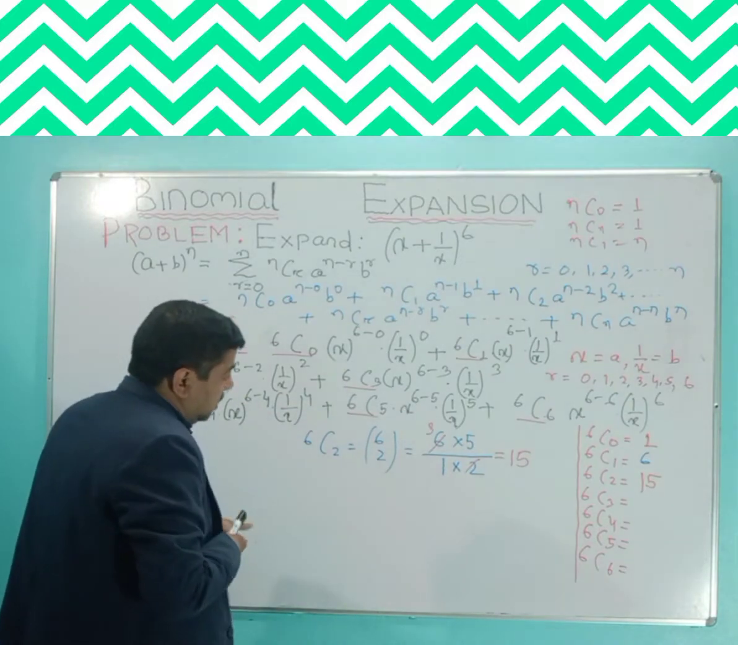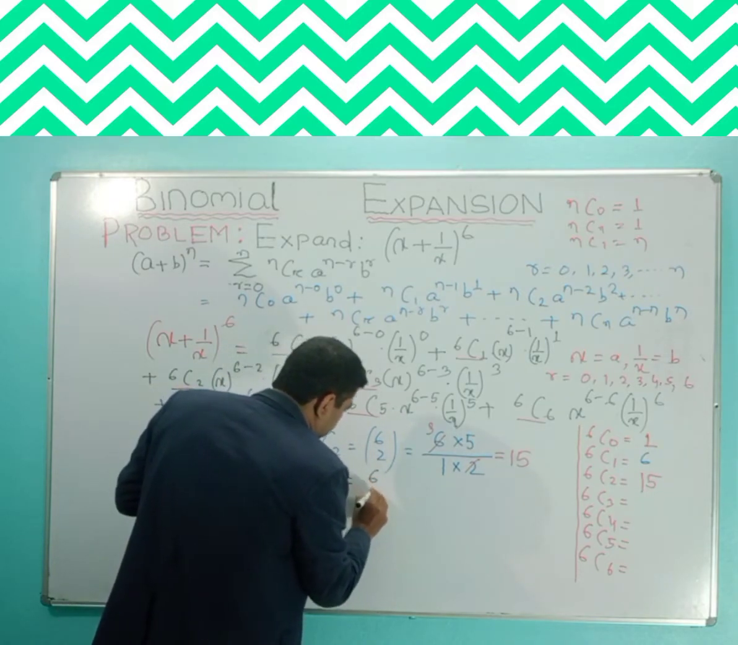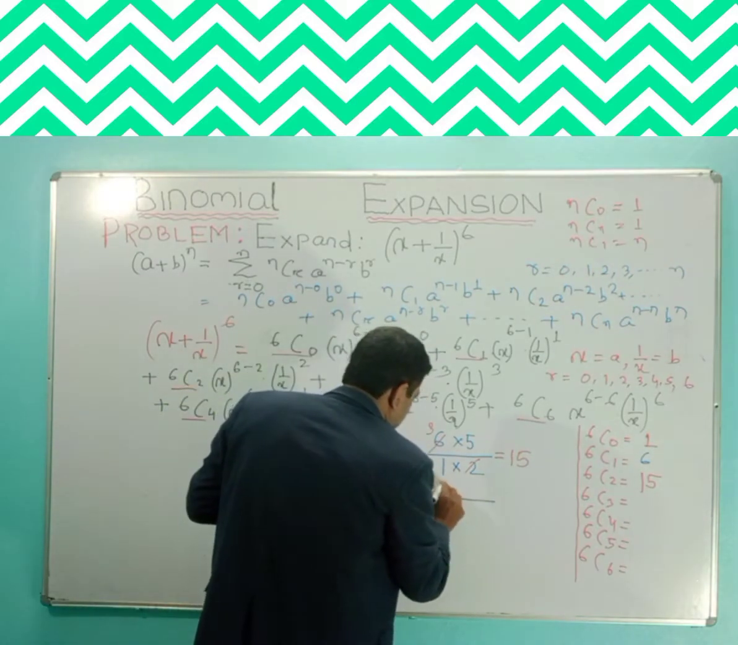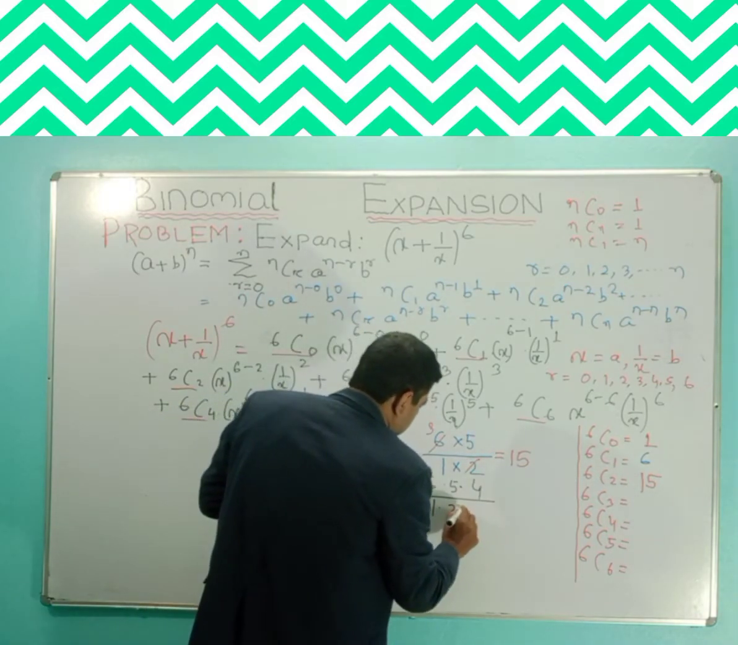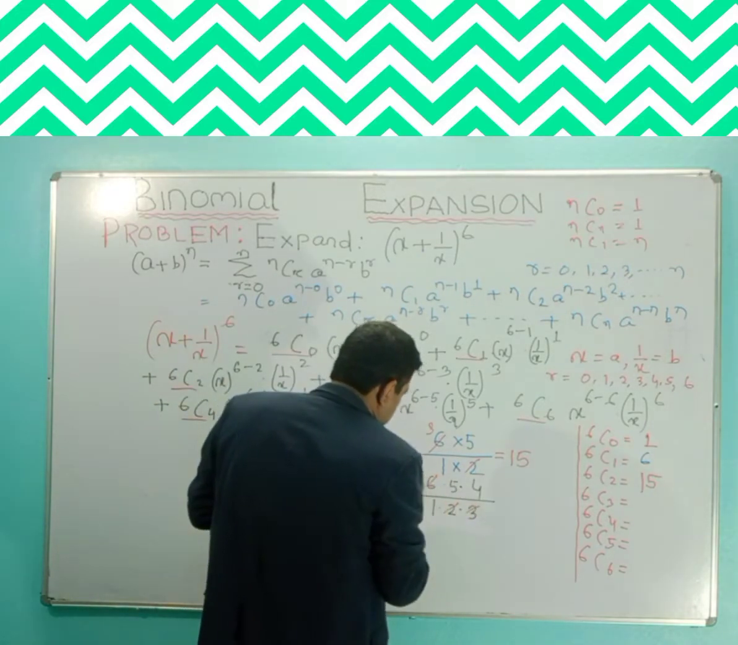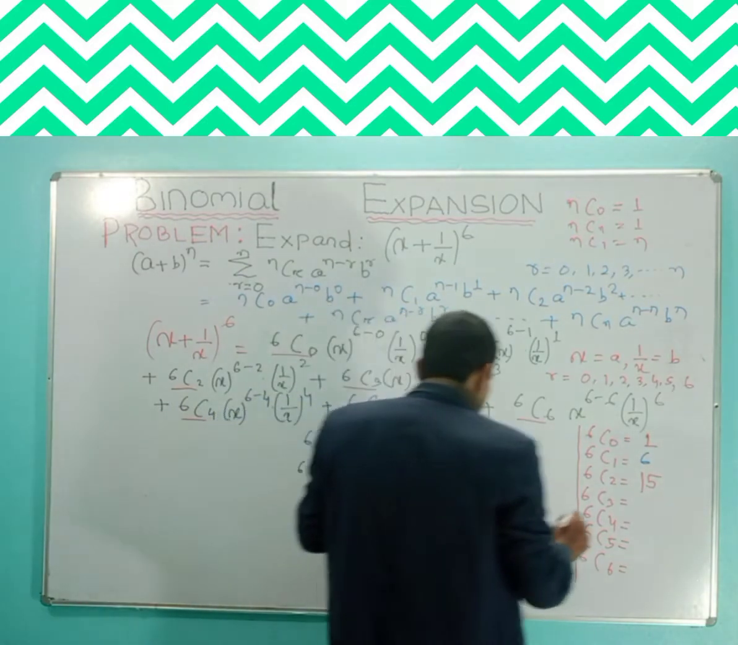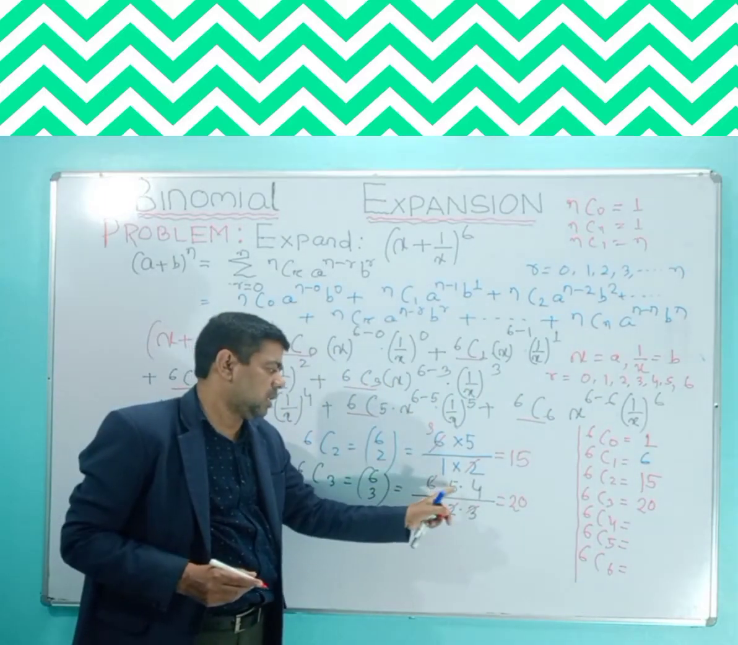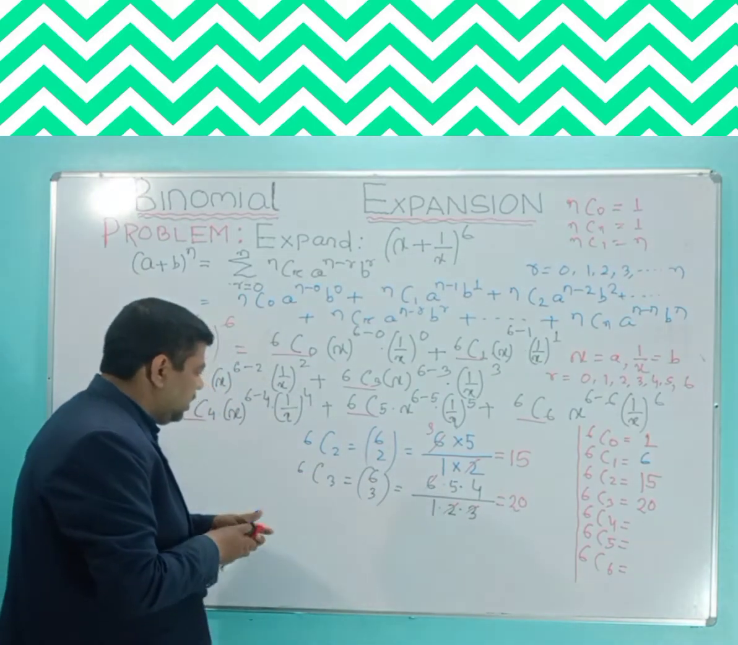In a similar manner, 6c3 we can write as 6 into 5 into 4, three factors, and the number 3 means 1 into 2 into 3. Then you can cancel: 2 times 3 is 6, the 6 is cancelled. After that 5 times 4 is 20. Hence the value of 6c3 is 20. Once again check: 2 times 3 is 6, cancel, 5 times 4 is 20. This is the value of 6c3.